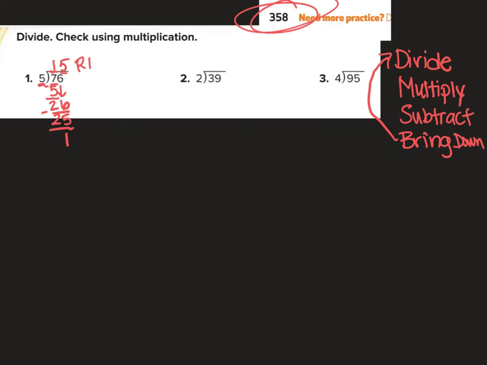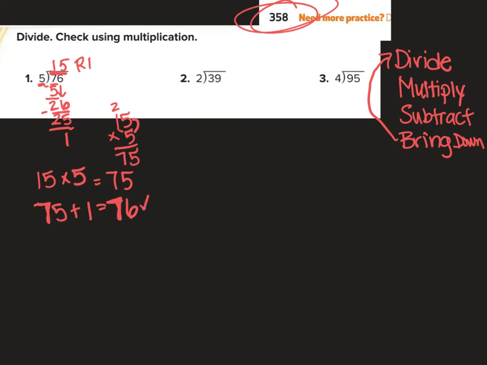Okay, so I need to take my quotient of 15, multiply it by 5. 5 times 5 is 25. 5 times 1 is 5, plus 2 more is 7. So I'd get 75. Now I need to take my 75 and add in the remainder of 1 to get 76. Why am I writing my 7 so funny? Sorry. Equals 76. Check.